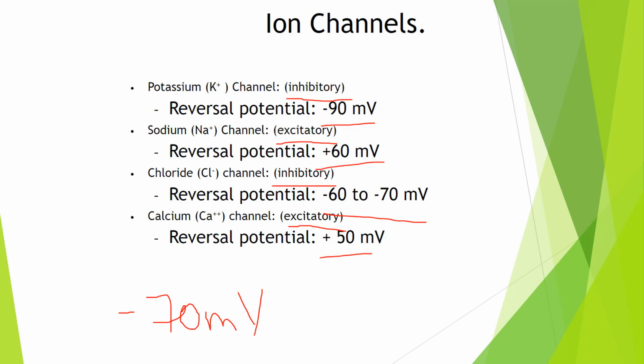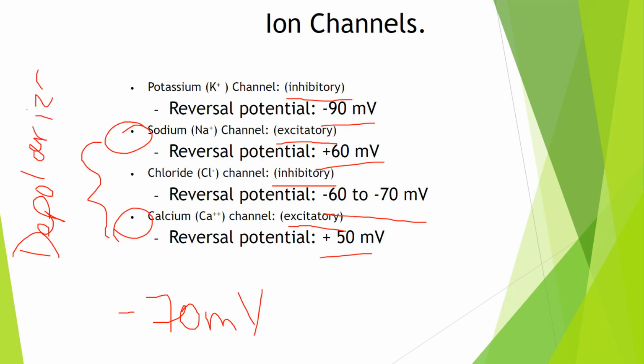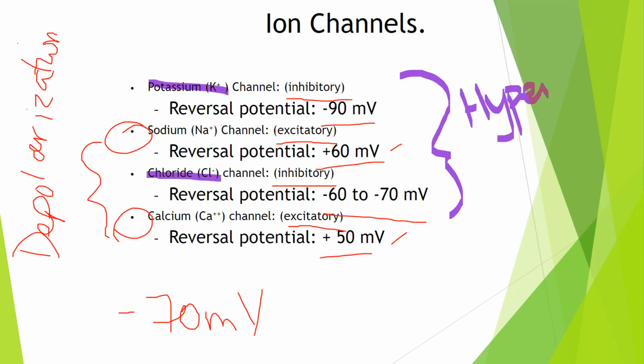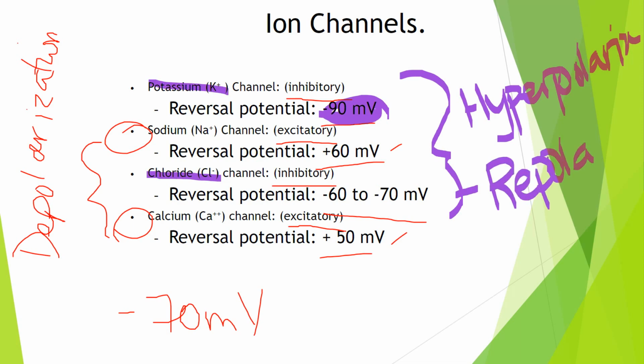So anything that's excitatory, such as sodium and calcium, is going to cause depolarization, because we'll have movement of that ion generating a less negative response, versus potassium and chloride, which will have either a hyperpolarized state, especially with the negative 90 of potassium, and then with chloride, what we'll have is a repolarization, because that's closer to the resting potential of negative 70.